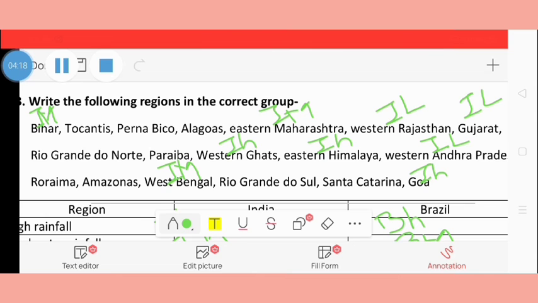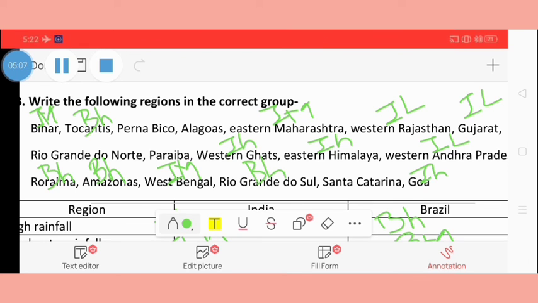Now, we are going to discuss the Brazil high rainfall region. Brazil high rainfall region is Tocantins. Then Roraima is Brazil high rainfall. Amazonas is also Brazil high rainfall. Rio Grande do Sul is also Brazil high rainfall.